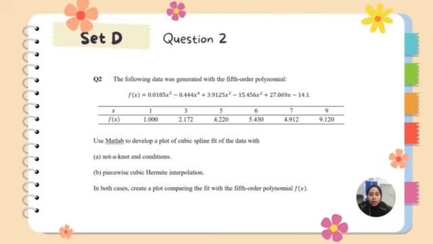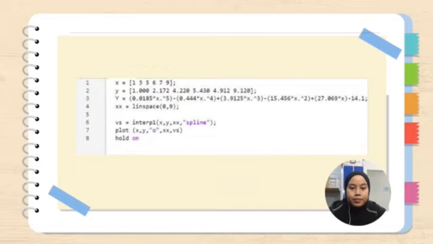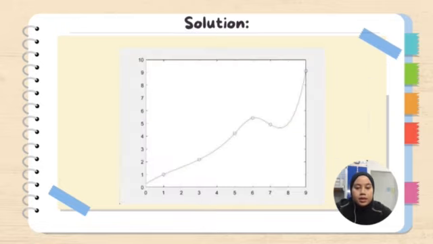For set D, we choose question 2, where we have to use MATLAB to develop a plot of a cubic spline fit of the data with a not-a-knot end condition and piecewise cubic Hermite interpolation. In both cases, we create a plot comparing the fit with the fifth-order polynomial. This is the solution for the not-a-knot end condition using MATLAB, and we get a graph like this after running it.